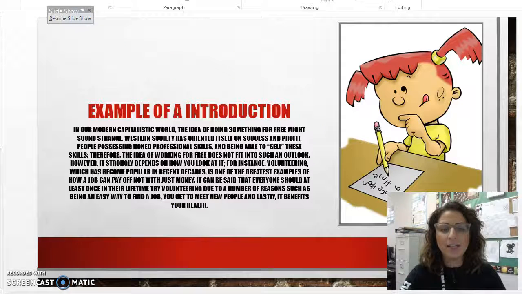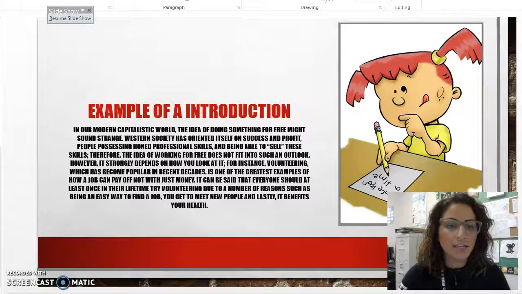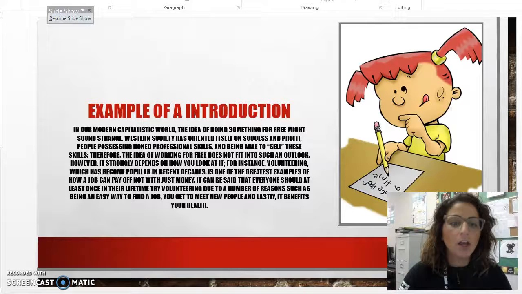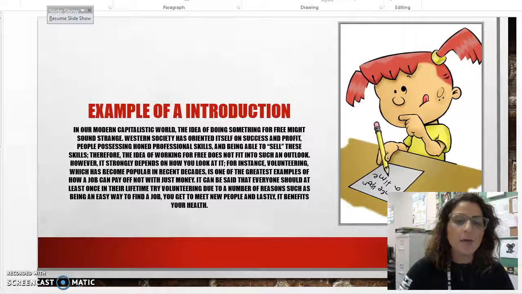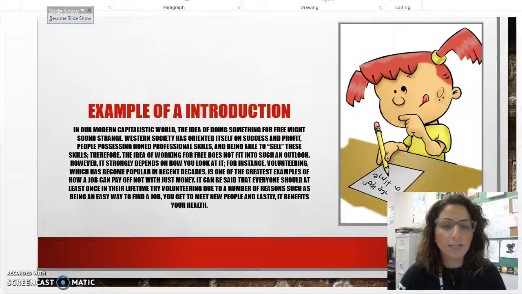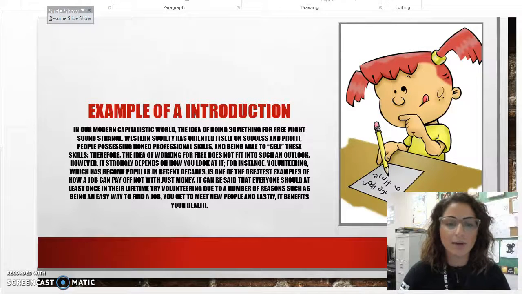Now I gave an example of an introduction, and this is talking about volunteering. It says, in our modern capitalistic world, the idea of doing something for free might sound strange. Western society has oriented itself on success and profit, people possessing honed professional skills and being able to sell these skills. Therefore, the idea of working for free does not fit into such an outlook. However, it strongly depends on how you look at it. For instance, volunteering, which has become popular in recent decades, is one of the greatest examples of how a job can pay off, not with just money.